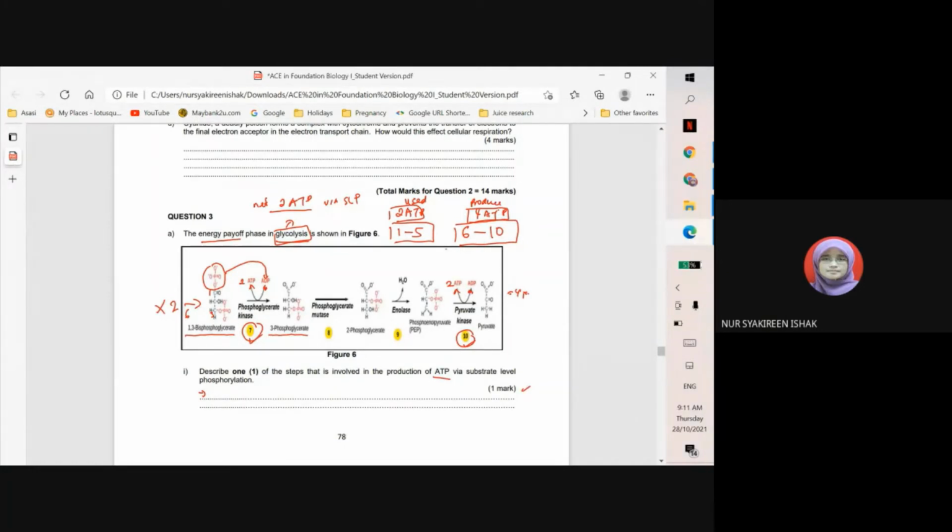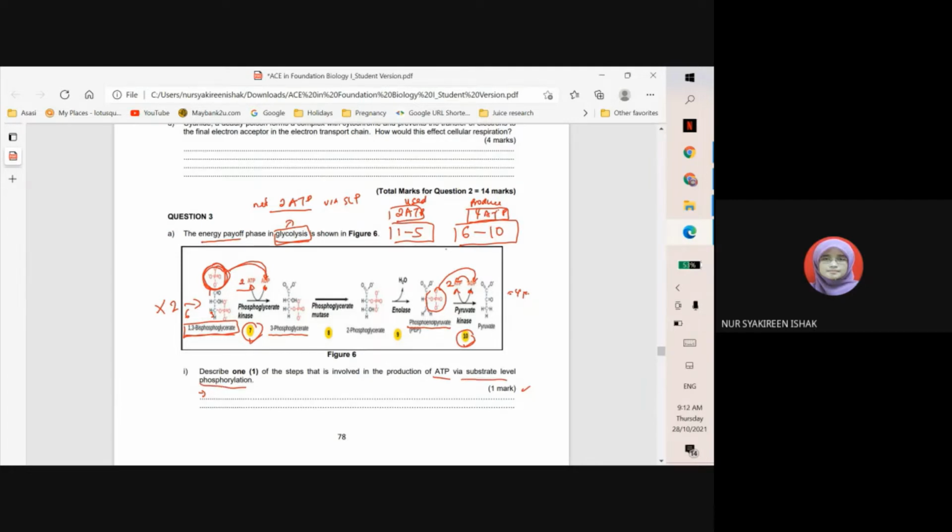Either of the points that I've mentioned, awak boleh cakap 1,3-bisphosphoglycerate transferred one of its phosphate groups to ADP to form ATP. Dah dapat markah kat situ. Ataupun kalau nak choose to describe step 10, awak tengoklah apa yang berlaku kat sini. The phosphate group from phosphoenolpyruvate is transferred to ADP and ADP forms ATP. Kan, itu je. So that is how ATP is produced during energy payoff phase via substrate level phosphorylation.